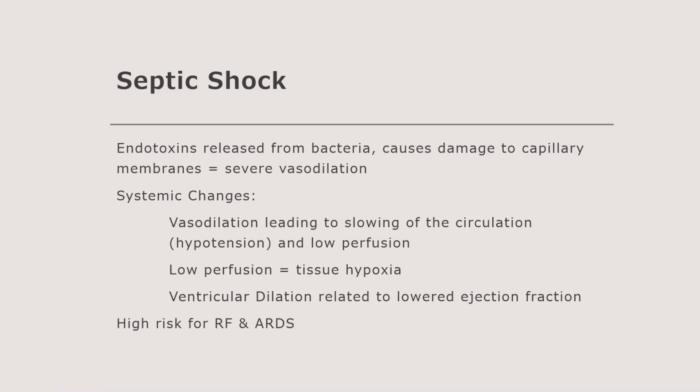Now, again, just as a review, in septic shock, endotoxins get released from bacteria. Those endotoxins then cause damage to the capillary membranes. Again, as a reminder, when capillary permeability gets damaged, it allows large particles, fluid, waste, etc., to leak out into the interstitial spaces. And so we have this massive system-wide, very systemic, everything is involved vasodilation.